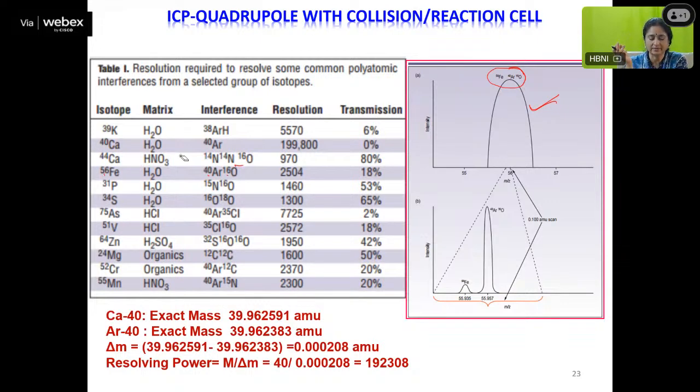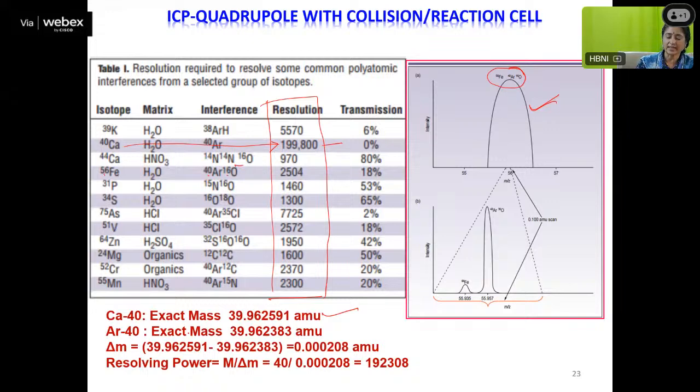So now how to separate them? To separate them, the resolving power is given here. What does it mean? Let us see this case. The required resolving power is 199800. What does it mean? You can see here, I have explained it: calcium 40, the exact mass, if you see, is 39.962591.